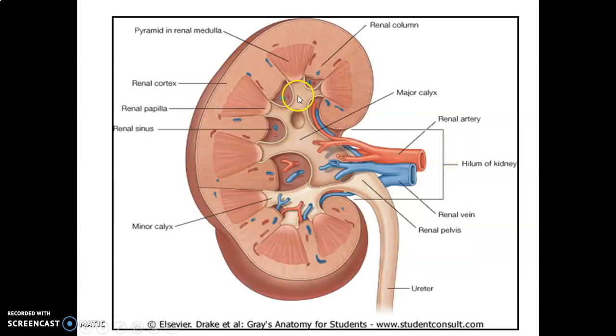So what are the internal features of the kidney? From the capsule, you have an outer cortex and an inner medulla. This is the cortex. The cortex sends in extensions towards the medulla as renal columns. So the extensions are renal columns. Then the medulla is made up of the pyramids. So these are the renal pyramids that converge to the renal papilla. So cortex with columns, and medulla has pyramids that converge to papillae.